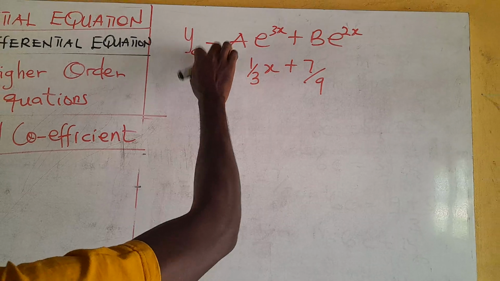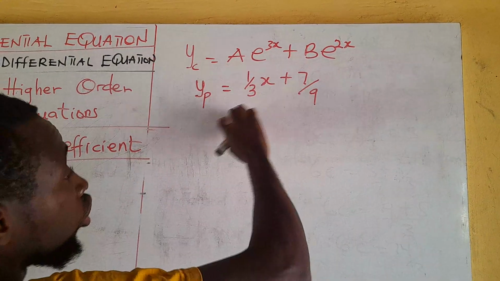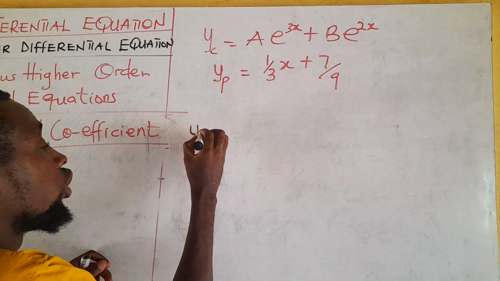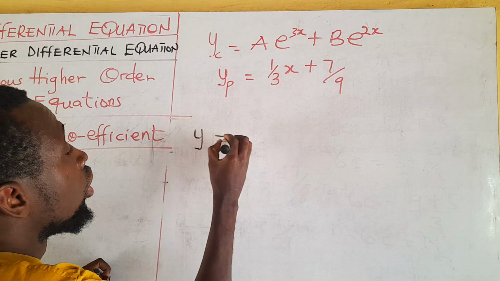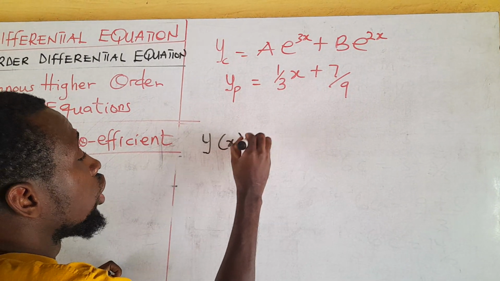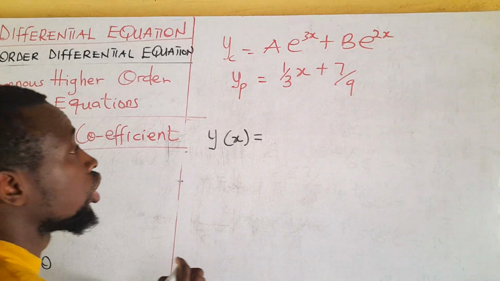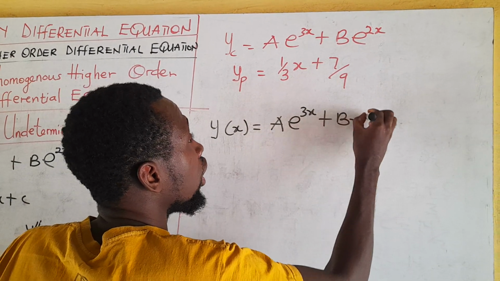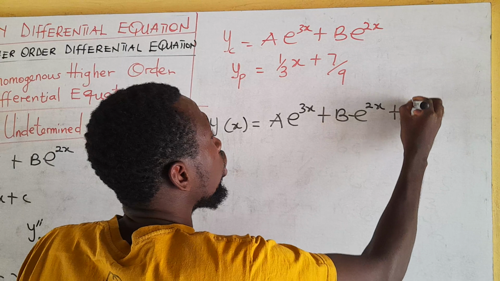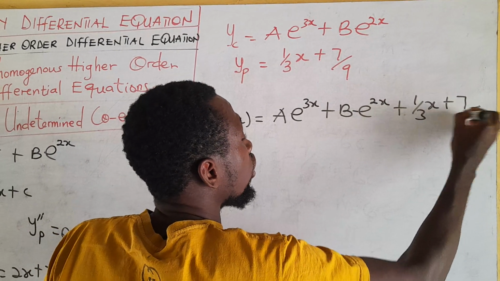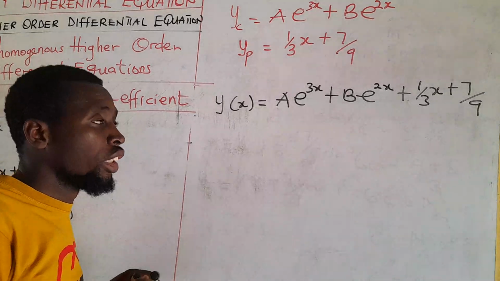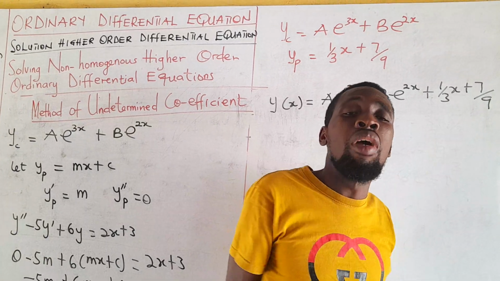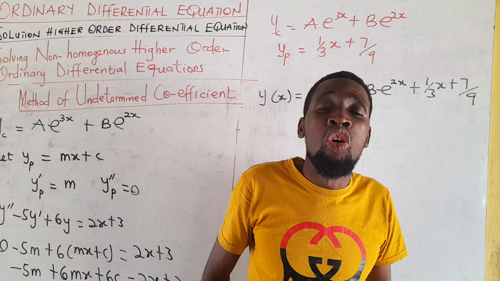So we found the solution to the homogeneous side, and the non-homogeneous side we had. Then we can say, with the method of undetermined coefficients, our y of x, which is the solution to the higher order ordinary differential equation, will be equal to a e to the power 3x plus b e to the power 2x, plus 1/3 x plus 7 over 9. I hope you get that. This is a general solution. If some boundary conditions are given, we substitute to form a particular solution. I hope you get that. We'll solve some more.